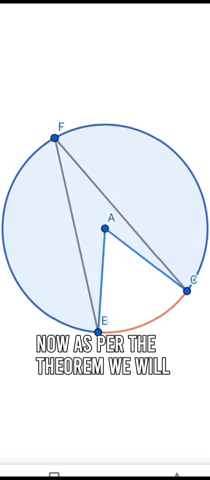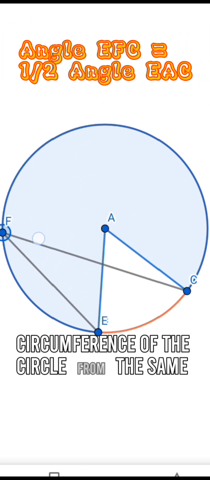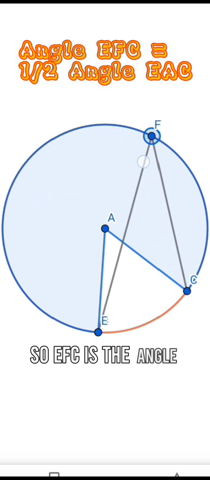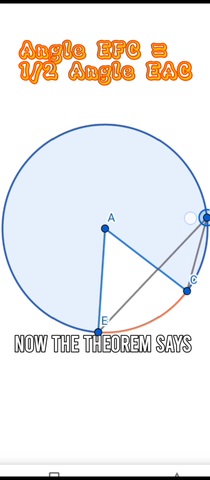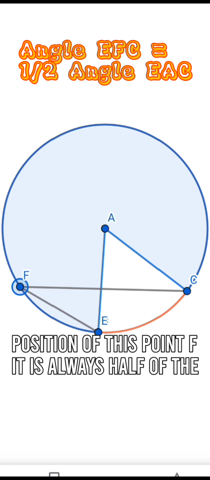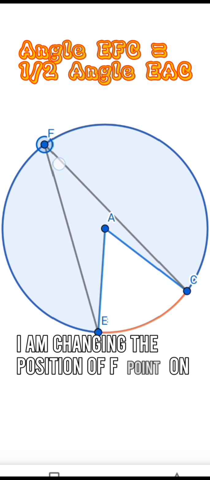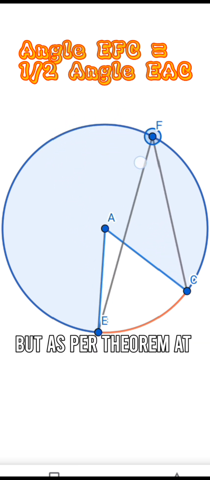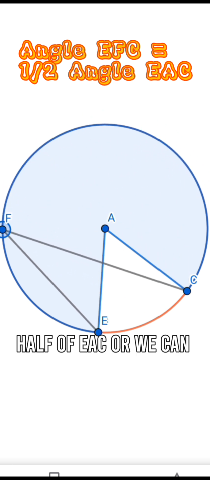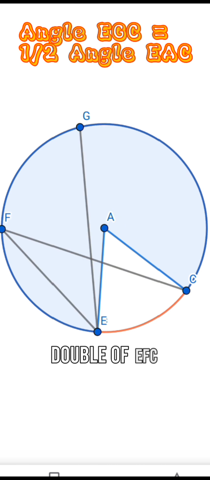Now, as per the theorem, we will subtend an angle on the remaining circumference of the circle from the same endpoints of the arc EC. So, EFC is the angle. Now, the theorem says that whatever be the position of this point F, it is always half of the angle EAC. I am changing the position of point F on the remaining circumference, but as per the theorem, at every position EFC is half of EAC, or we can say EAC is double of EFC.